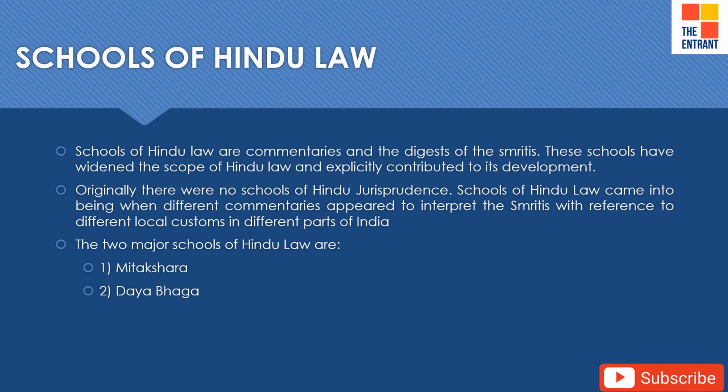Schools of Hindu law originated from a multiplicity in interpretations of the commentaries and the digests of the Smritis. These schools have widened the scope of Hindu law and explicitly contributed to its development. Originally, there were no schools of Hindu jurisprudence. Schools of Hindu law came into being when different commentaries appeared to interpret the Smritis with reference to different local customs in different parts of India. The two major schools of Hindu law now are Mitakshara and the Dayabhaga.